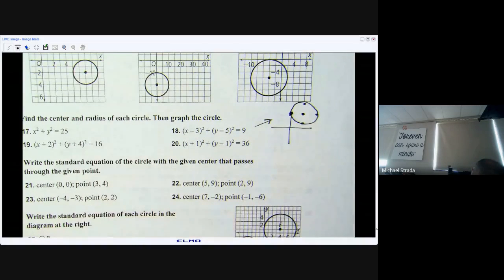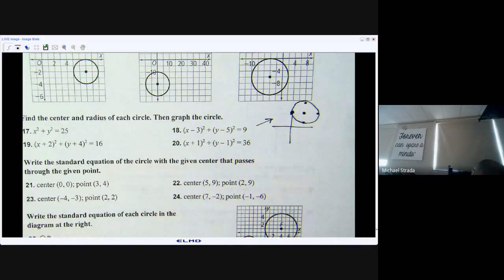If it's kind of in the right area, I'm fine. All right? Good.